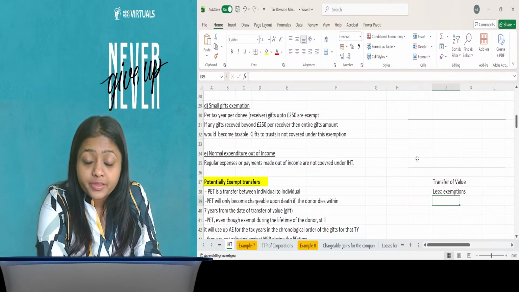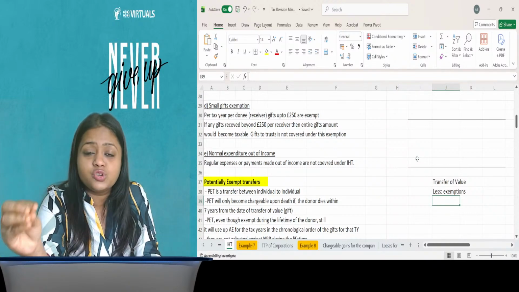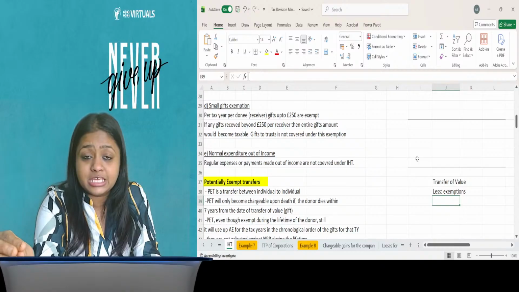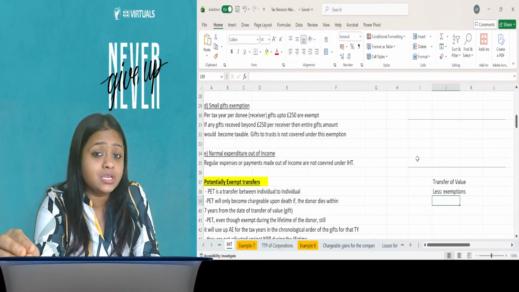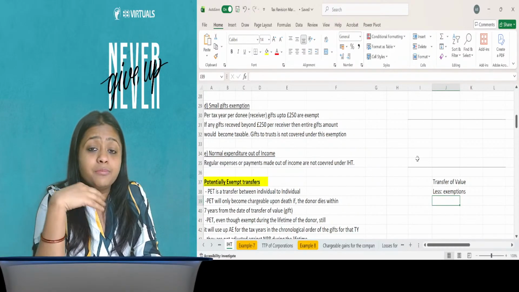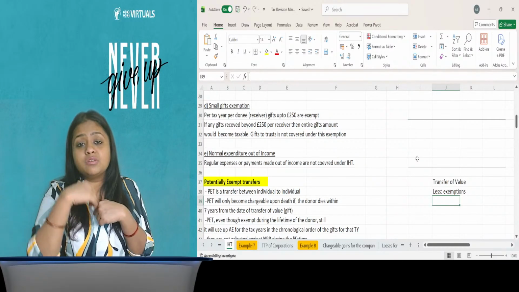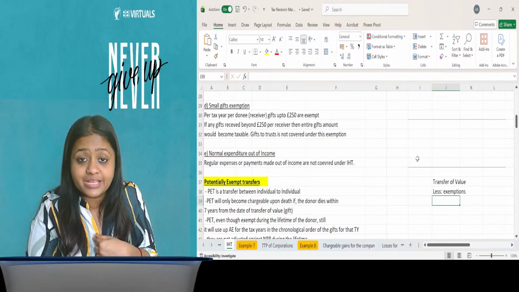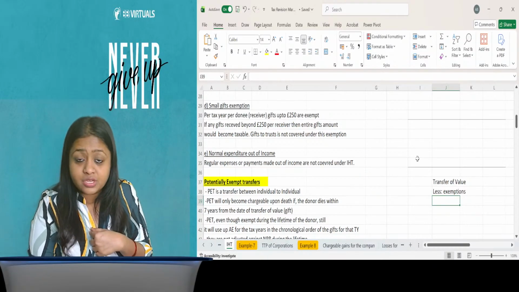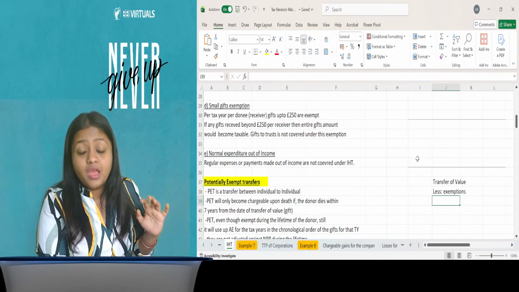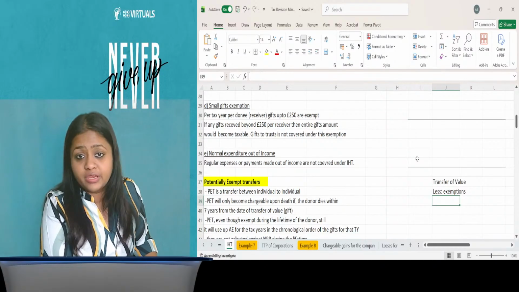Number two, if a marriage of a donee is taking place, let's say my friend's daughter is getting married, and I am going to give to her on the occasion of marriage, then up to 1,000 that I am giving to my friend's daughter on the occasion of marriage will be exempt for me. Up to 1,000 of the value of the gift. Okay, only up to 1,000.